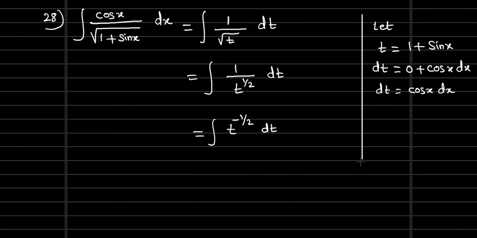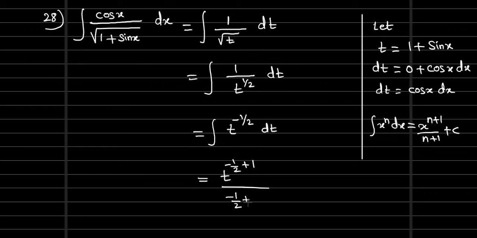Next, using the integral x power n dx formula, we are going to integrate this part. So x power n plus 1 by n plus 1 plus c. So this is the formula of integral x power n. Using that formula, we are going to integrate this. So t power minus 1 by 2 plus 1 and the same power. See, the same n plus 1 is repeated in the denominator. So the same minus 1 by 2 plus 1 we have to repeat in the denominator. Now integration is done. Since it's an indefinite integral, we need to put the constant c.